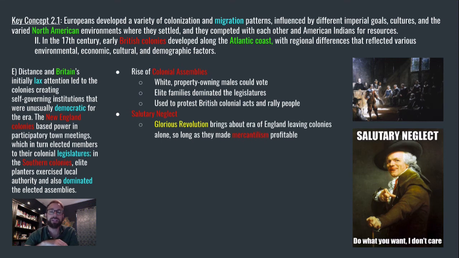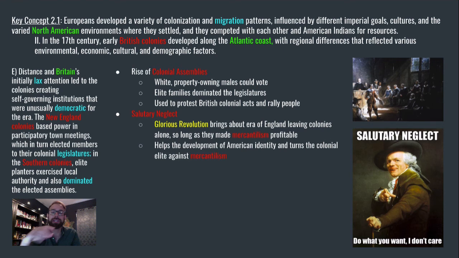Now these new monarchs that come in don't want to mess with the system, right? Because they don't want to get kicked out as well. So they're very careful about how they administer their empire, and they make this thing called mercantilism work. Mercantilism is the idea that the colonies should be serving only the motherland, so they should only be trading with them. Mercantilism was profitable, so they didn't want to mess with it. But as mercantilism continued, it also developed an American identity.